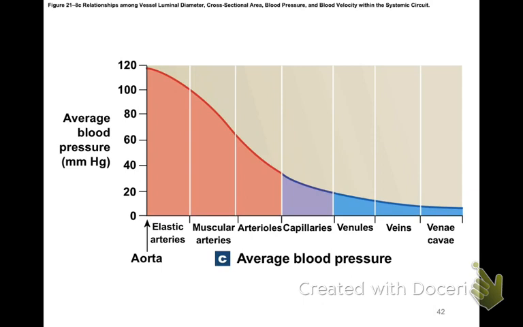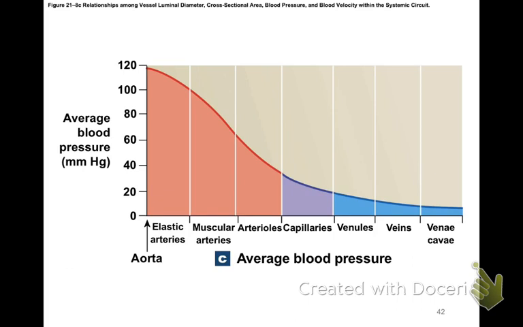All right, the average blood pressure. Now, this is blood pressure. And what you're seeing here is a continuous decline. Pressure drops continuously from the aorta through the elastic and muscular arteries to the arterioles, the capillaries, the venules, the veins, and the vena cava. And at the end of the vena cava, the pressure is practically zero.